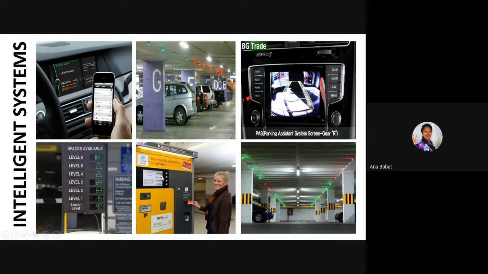Now these are intelligent systems. It's Internet of Things or IoT application. So IoT is more or less electronic or computer based. Now, this one is a sensor, it's electronic. So when it's red, it means the space is already occupied, and if it is green, it is not occupied.